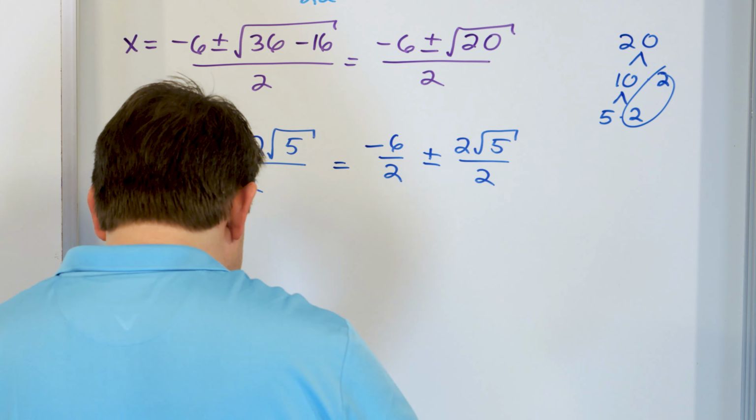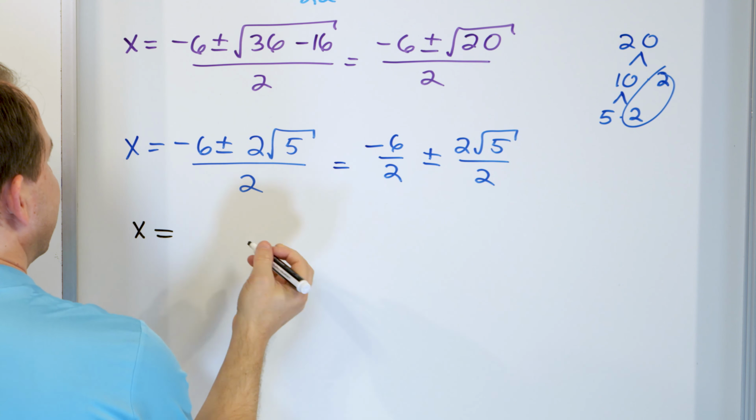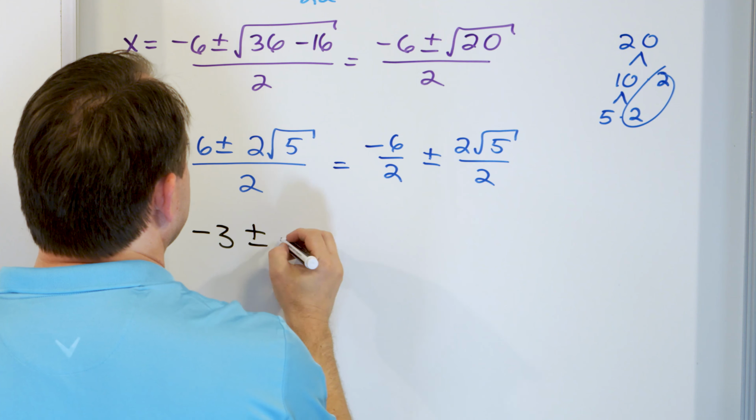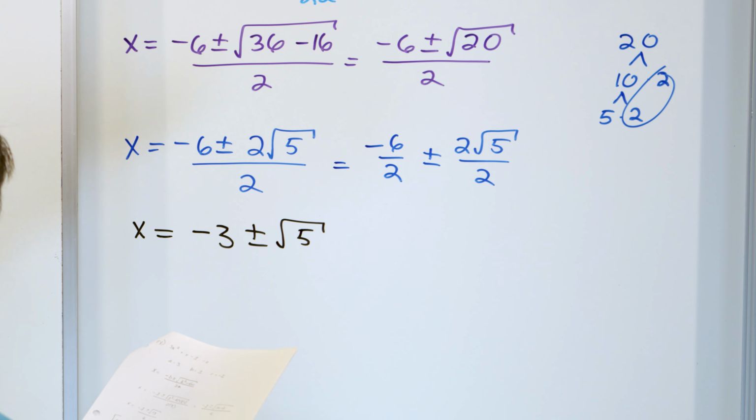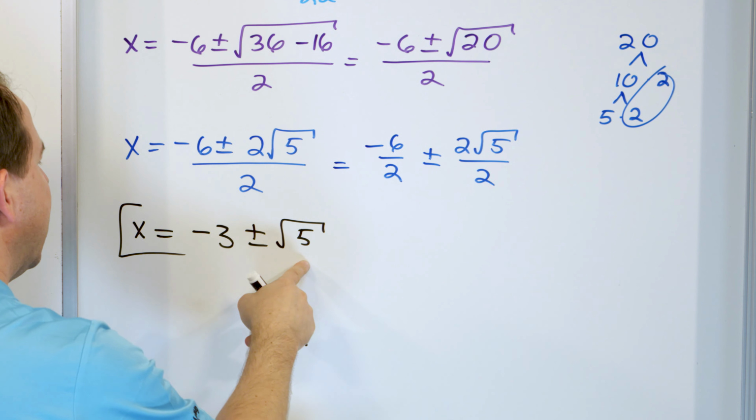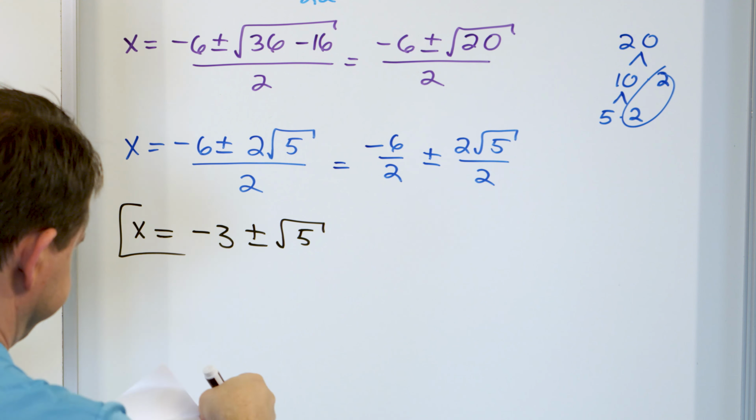And the reason I did that is because the answer then is more easily read as negative 6 over 2 is negative 3 plus or minus. The 2's now cancel, meaning the square root of 5 is left over. So all you have is negative 3 plus or minus the square root of 5. You have two answers, negative 3 plus the square root of 5, negative 3 minus the square root of 5. And that's the final answer.